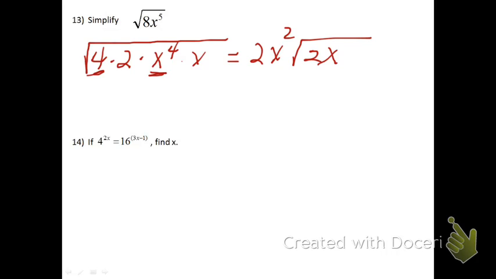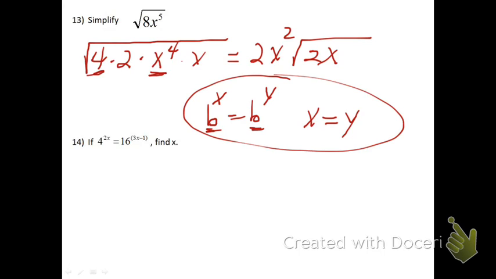Alright, number 14. Okay, here we have a problem. We want to solve this, and our variable is in the exponent. Well, we're going to use this property. If I know that, let's say I have a number b raised to the x power is equal to b raised to the y power, then that tells me that x has to be equal to y. So we've got to get these bases the same to use this property.